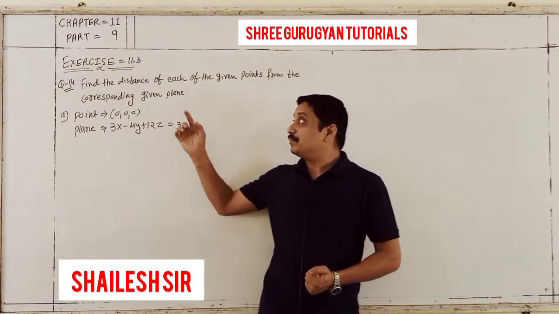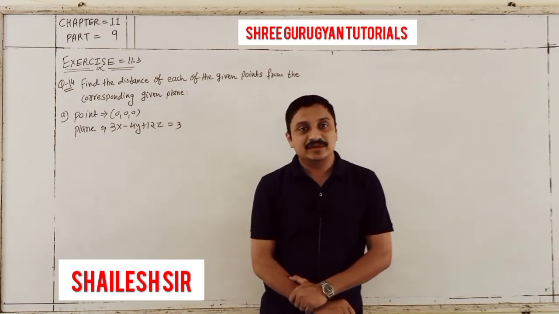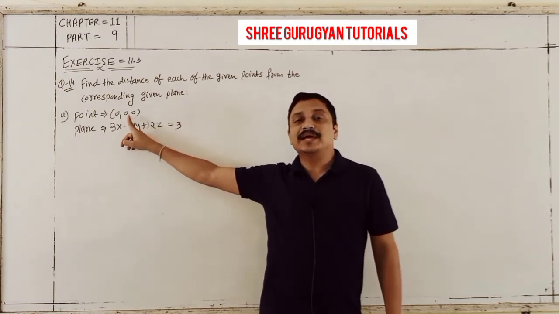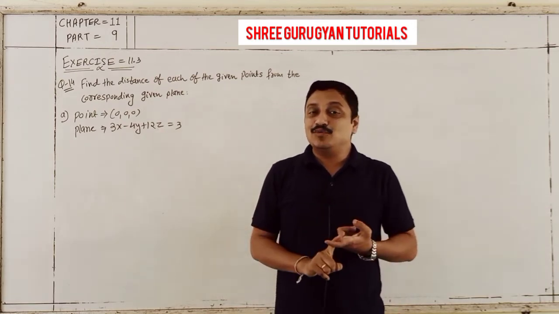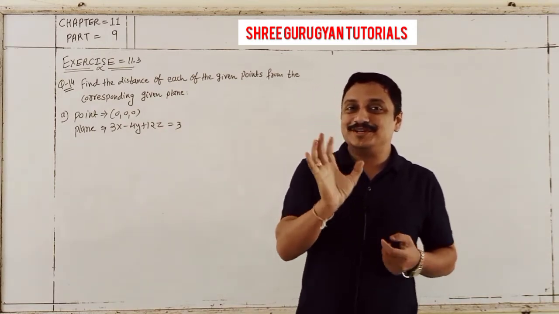Today I continue with the topic of distance from a given point to a given plane. In exercise 11.3, question number 14. A point is given, 0, 0, 0, and the plane is 3x minus 4y plus 12z equal to 3, and I want to find the distance from the given point to the plane.